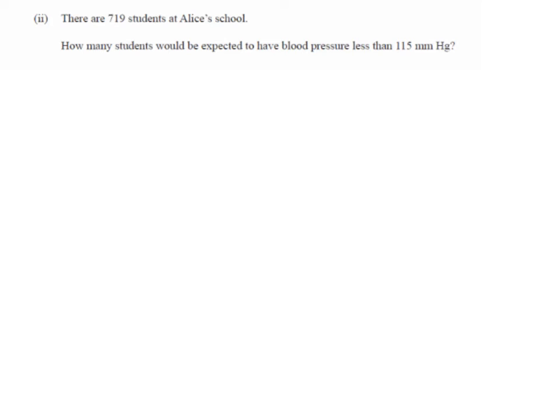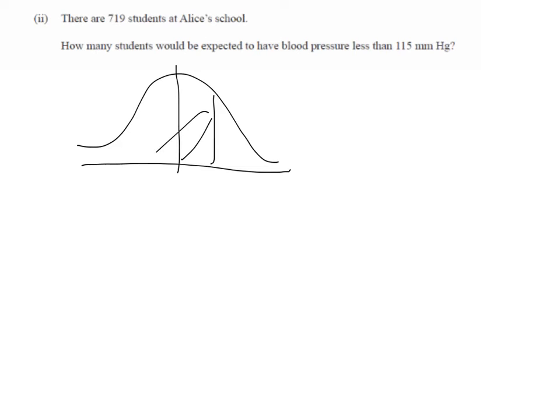Okay, on to the next question. There are 719 students at Alice's school. How many would you expect to have blood pressure less than 115 mmHg? So we're looking for this area here as step 1 to find the probability. This is x, mu is 113.